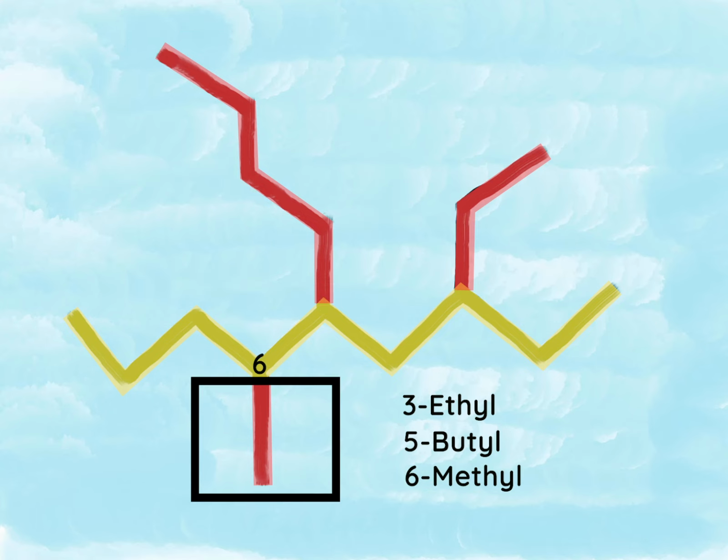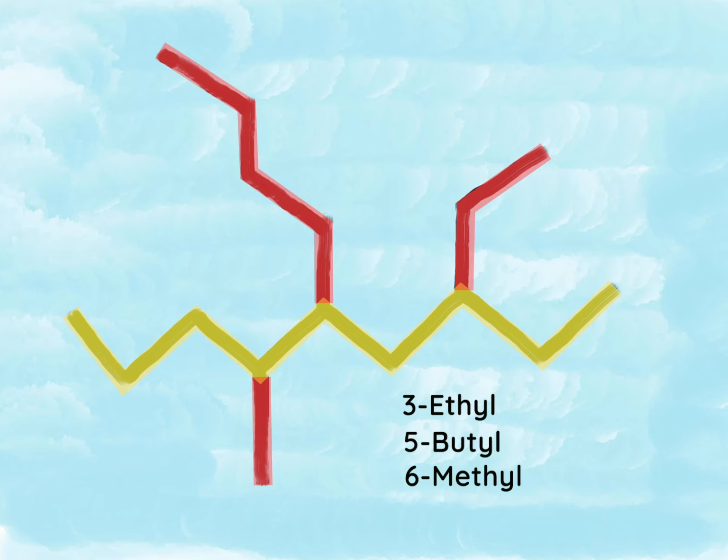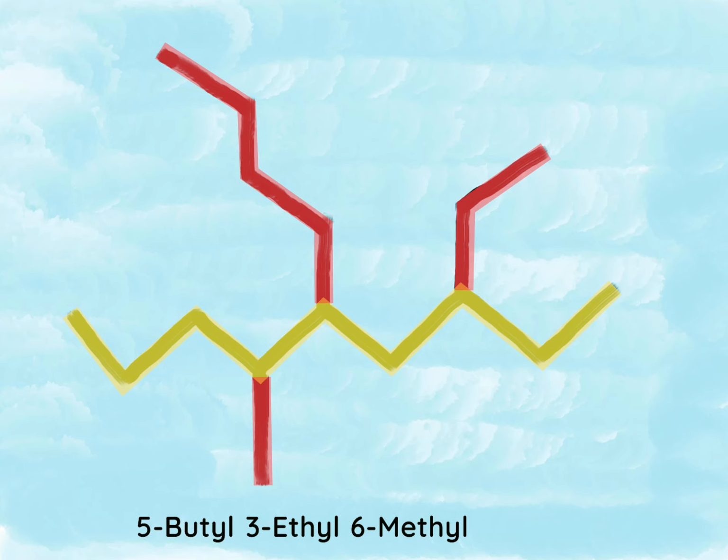The next step is to put these all together to form our molecule name. Arrange the substituents alphabetically. The numbers don't affect their placement in the name. So we have 5-butyl, 3-ethyl, 6-methyl nonane. Let's paint another example.